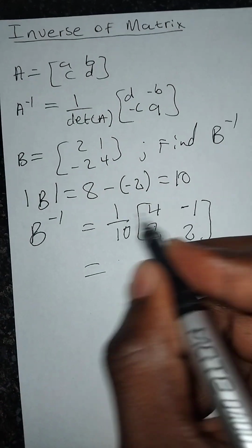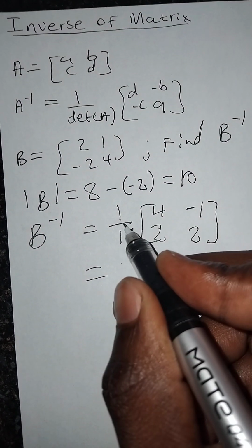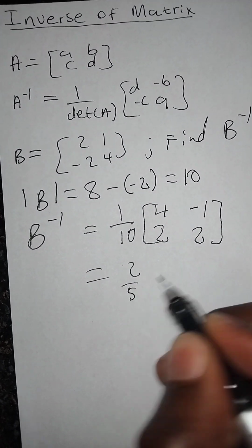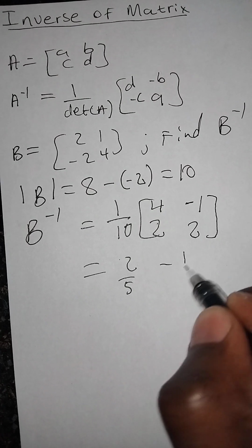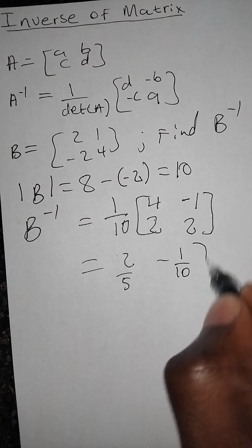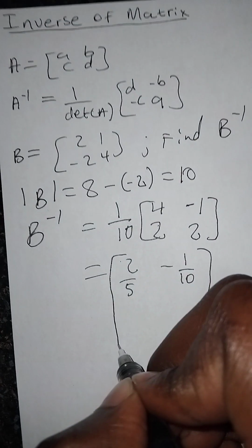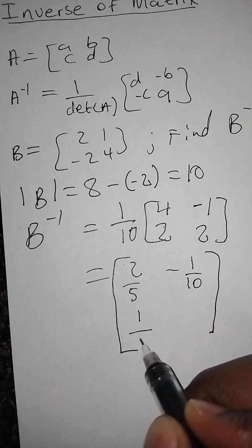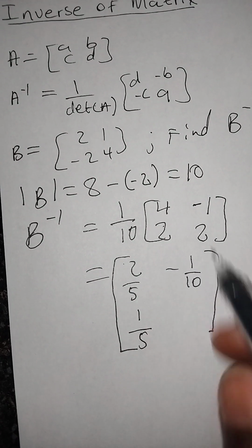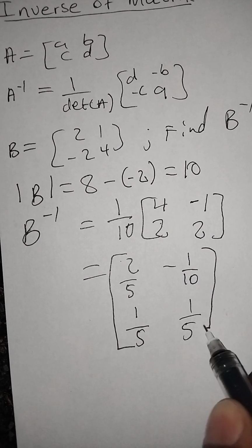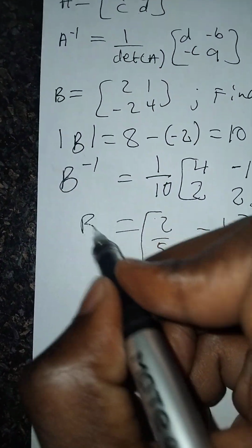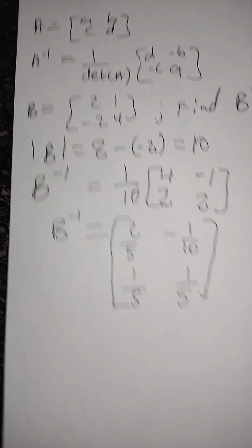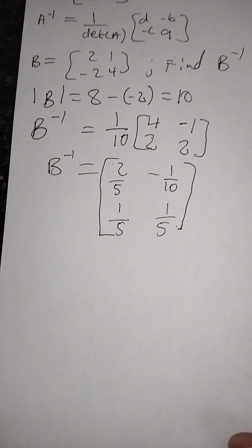So when we multiply inside by 1 over 10, 4 by 1 over 10 is basically 2 over 5. Then by minus 1, that is minus 1 over 10, like that. Then 1 over 10 by 2 is 1 over 5. Then 1 over 10 by 2 again is 1 over 5. So that is the inverse of matrix B. You can see that finding an inverse for a 2 by 2 is pretty easy and simple. Let's look at another example.